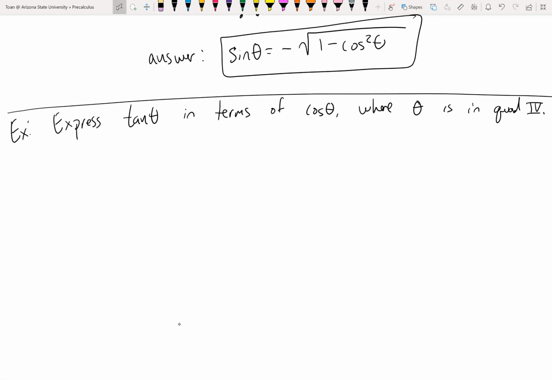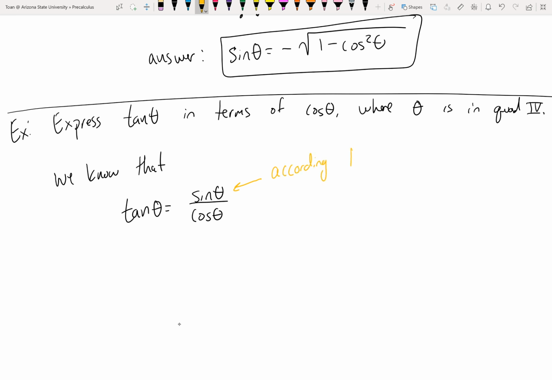So, we know that tangent of theta equals sine of theta over cosine of theta. However, according to the instructions, our answer can only use cosines. So we need to find a way to switch out the sine for a cosine.